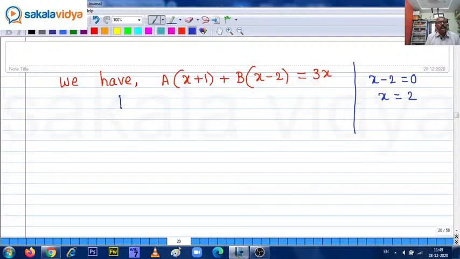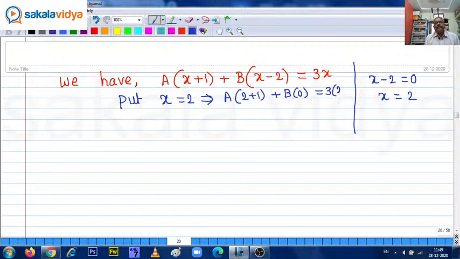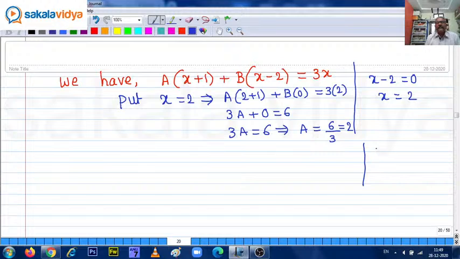So that means put x is equal to 2. That implies it will be suppressed: a times (2 plus 1) plus b times 0 equals 3 times 2. So that means 3a plus 0 equals 6. 3a equals 6, a equals 6 upon 3, so a equals 2. A value obtained.